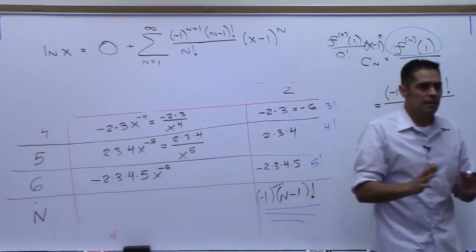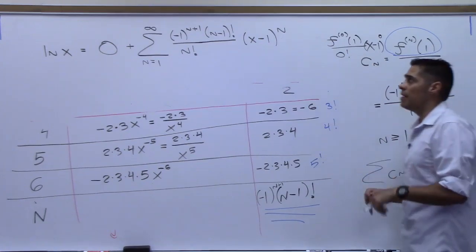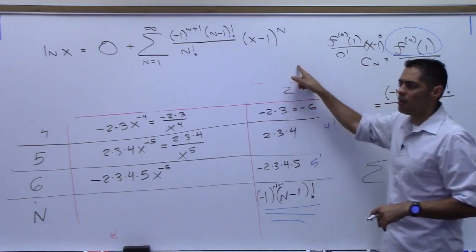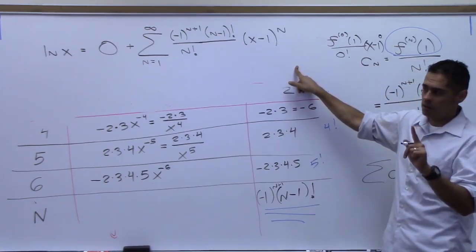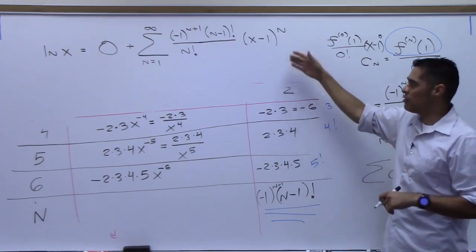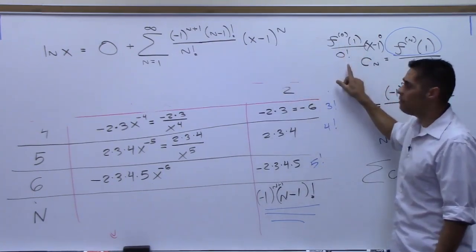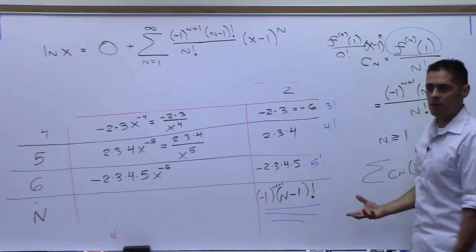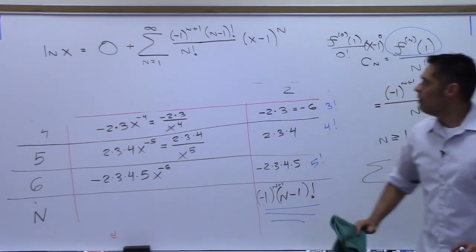Do you understand that? But if the problem was different, and you were asked to do natural log of x at 2 instead of 1, then that first piece would no longer be 0, because the only reason it was 0 is because it was natural log of 1. If it was natural log of 2, then that first piece would be natural log of 2 over 0 factorial, x minus 1 to the 0. So it would just be natural log of 2. Okay. There's an example like that in the homework, okay?